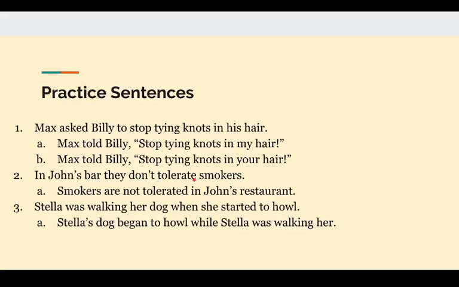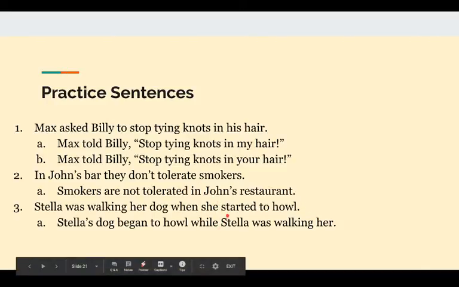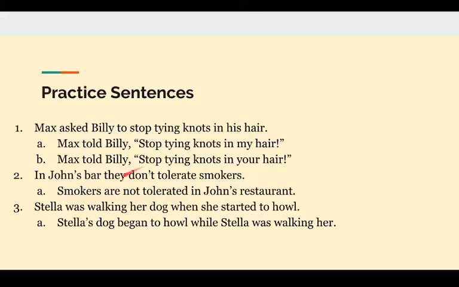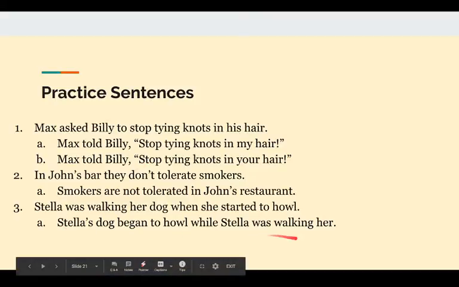So the third sentence is, Stella was walking her dog when she started to howl. Again, it probably makes sense in context or even out of context like it is now that the dog was howling. But again, this is ambiguous. We don't know who the she is referring to. It could be referring to Stella or the dog. So the correct sentence would be, Stella's dog began to howl while Stella was walking her.